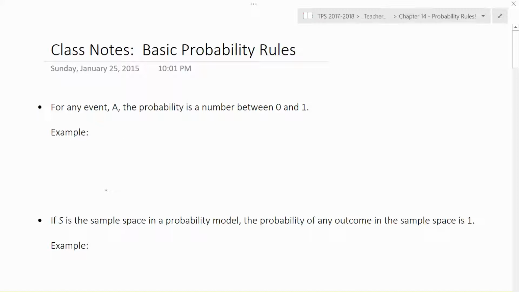No probabilities can ever be larger than that. For example, we might say that 30% of students at Williston are day students. That's a percentage, but really it's a proportion, a number between 0 and 1. So the way we say this formally is that the probability of any event A must be a number between 0 and 1. That example is 30% day students at Williston.